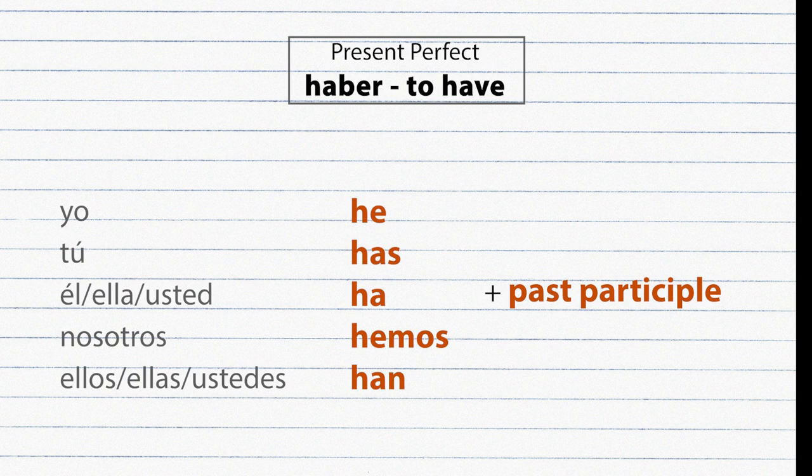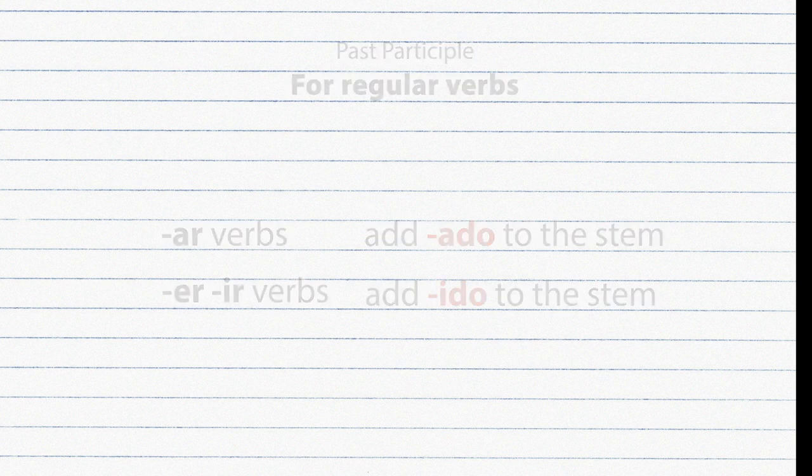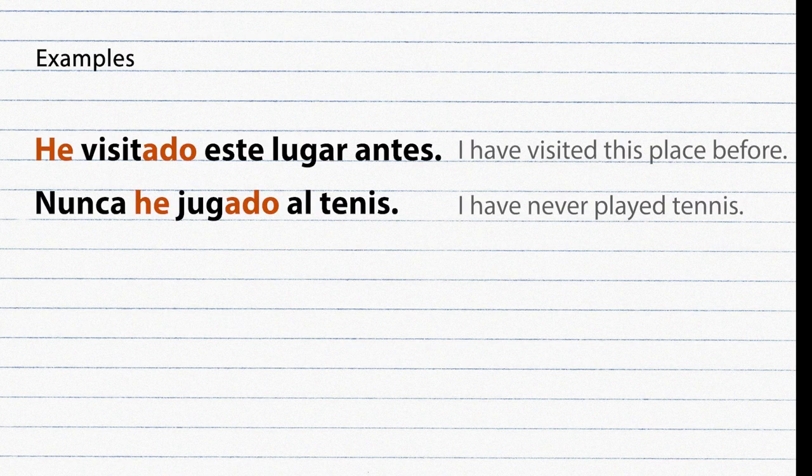This is how we conjugate the verb haber, to have, in Spanish. He, has, ha, hemos, han. Next, we need the past participle. The past participle for regular verbs is made by adding ado to the AR verbs and adding ido to ER and IR verbs. He visitado este lugar antes. Nunca he jugado al tenis.